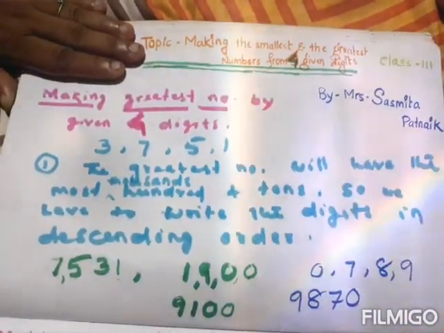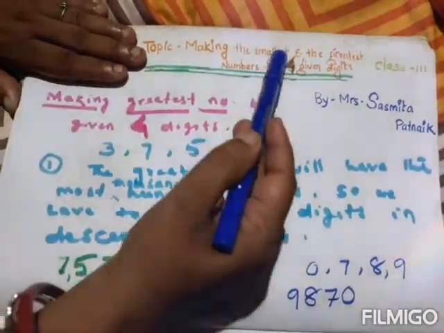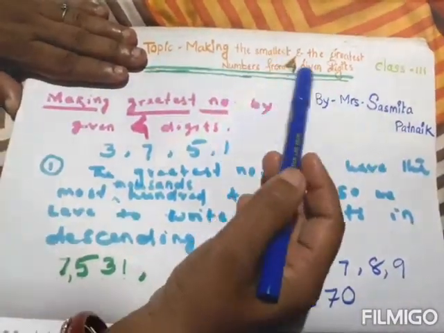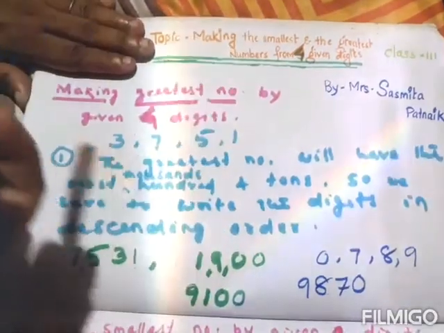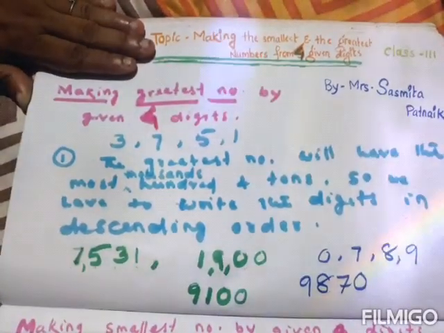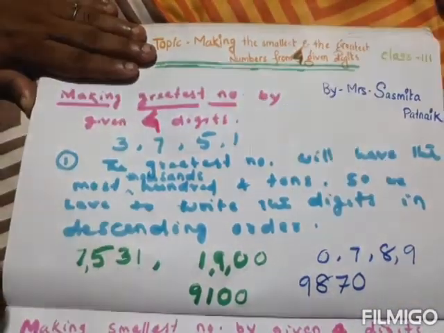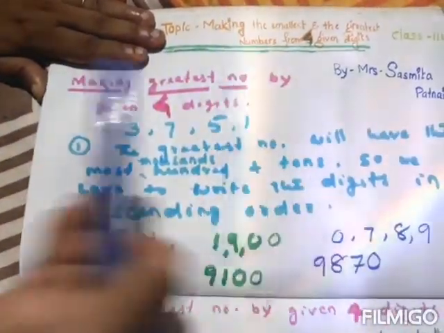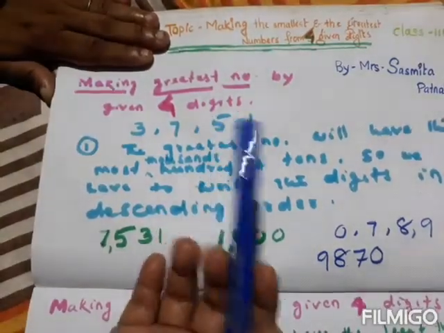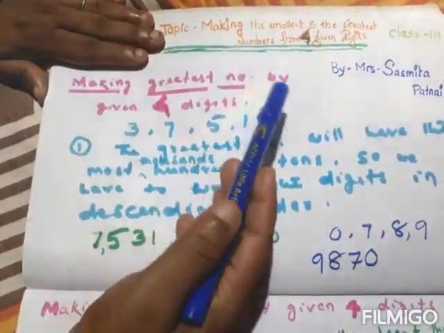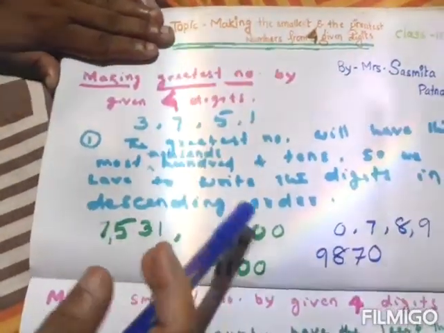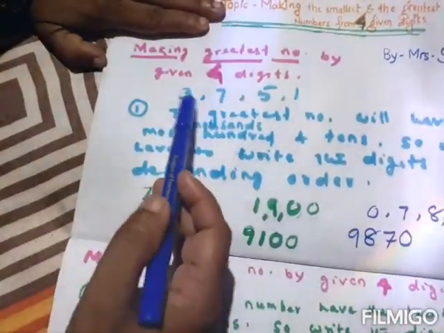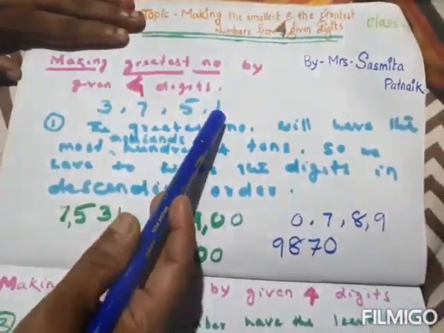So today's topic is making the smallest and greatest numbers from 4 given digits. Okay, now I am going to explain how we make the smallest and greatest number by using 4 digits. Before that, I will teach you how to make the greatest number from given 4 digits. Okay, for example, I am giving the numbers 3, 7, 5 and 1.